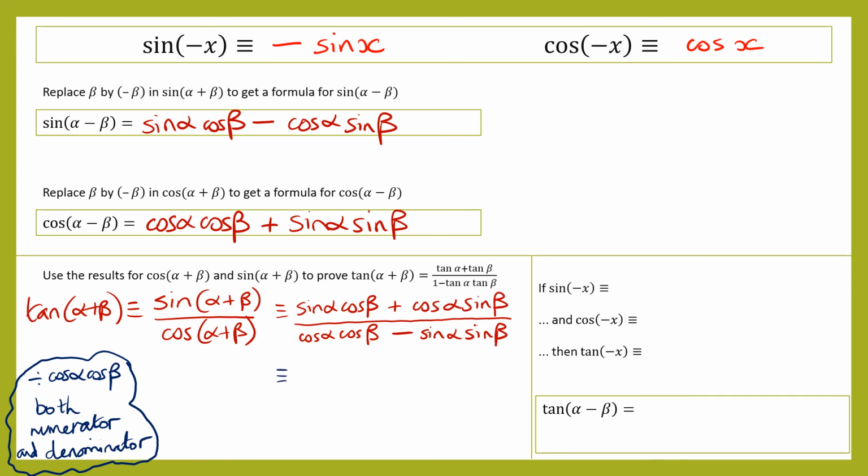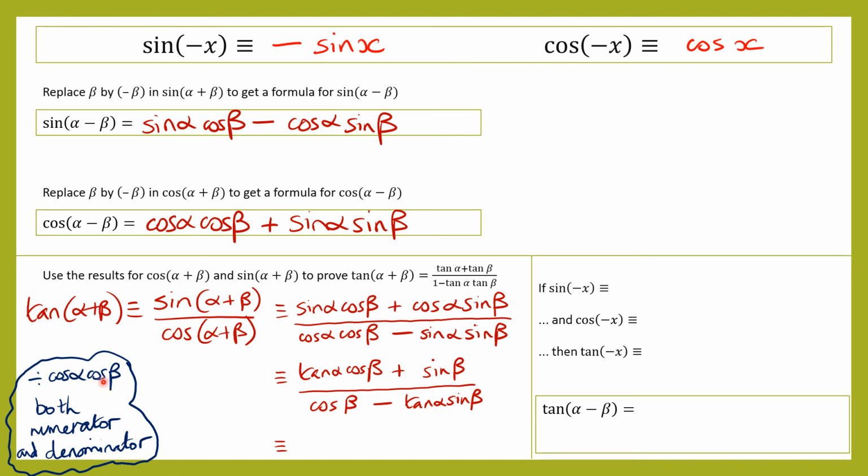So every single term, and there are 4 terms, 2 in the numerator and 2 in the denominator. So first term in the numerator, divide that by cos alpha, and I get tan alpha cos beta. Second term divided by cos alpha leaves me with just sine beta. First term in the denominator divided by cos alpha, I'm left with just cos beta. And the second term divided by cos alpha, I get tan alpha sine beta.